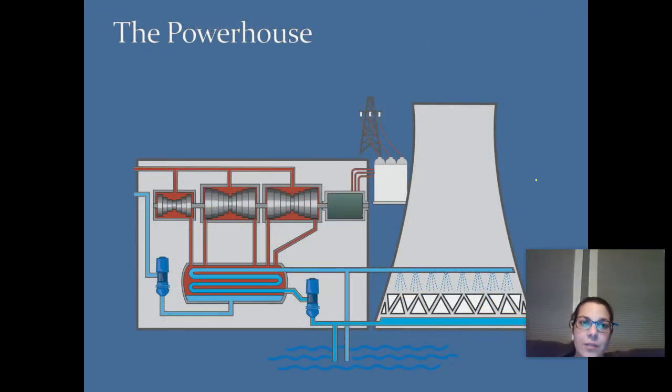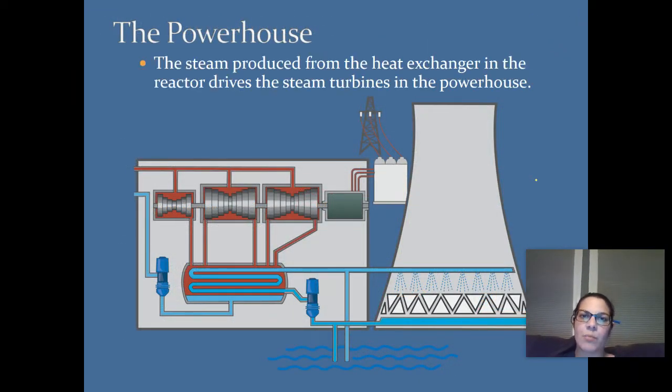The powerhouse is where the steam produced from the heat exchanger and the reactor drives the steam turbines in the powerhouse. So here you go, you have the steam turbine. So you have the steam coming in from here. It turns the turbines, it goes down, and this blue here is cold water. Okay, and that cold water condenses, this whole thing is called a condenser. It condenses the steam back into water, and then the water gets fed back into the reactor core.